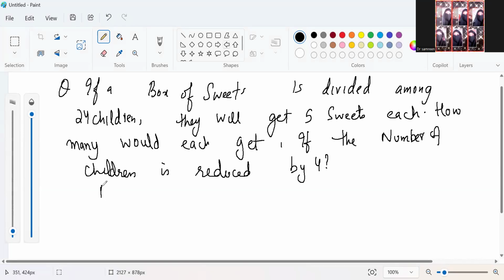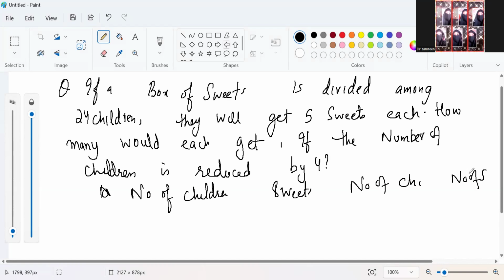First, children, number of children, and sweets, number of sweets. If a box contains sweets and it has 24 children, they will get 5 sweets each. And how many would each get if the number of children is reduced by 4? Now that 4 children are fewer, how many sweets will they get?